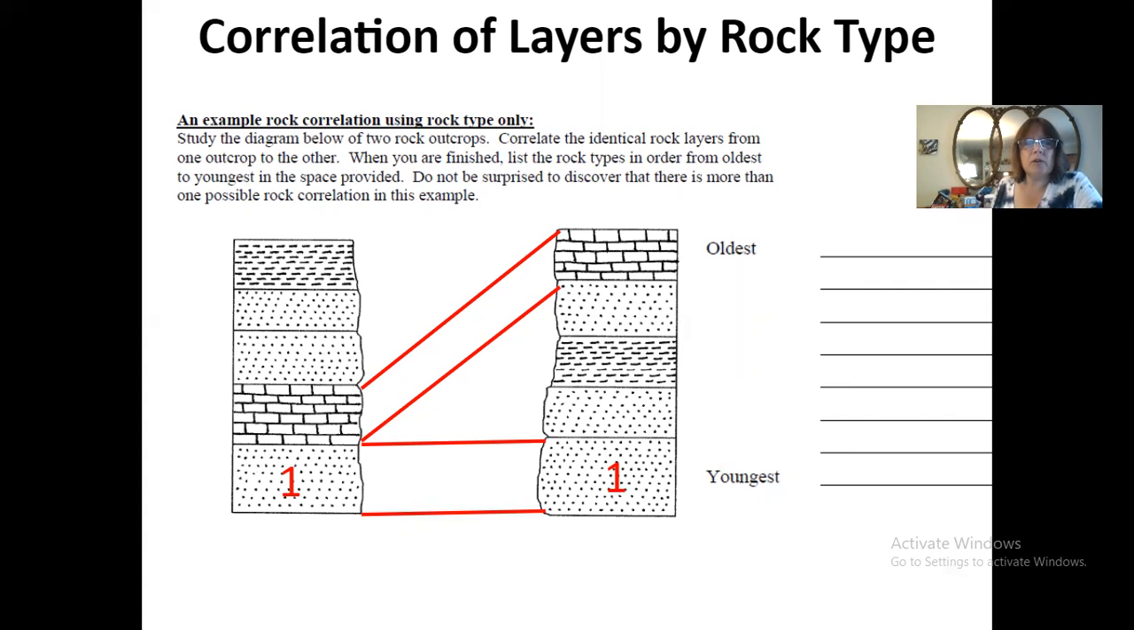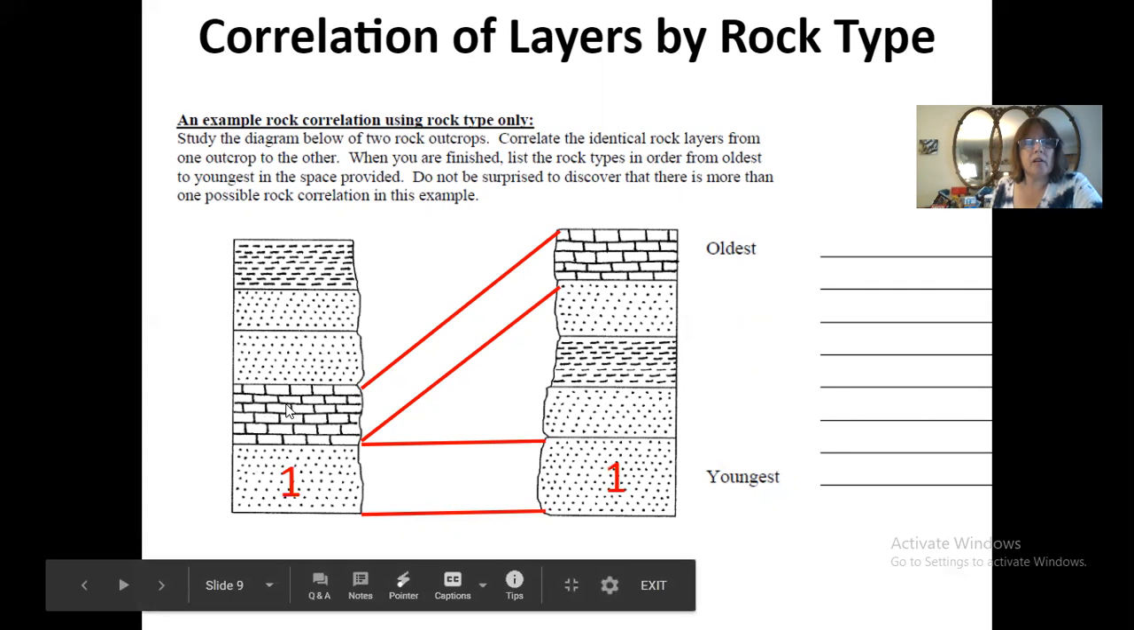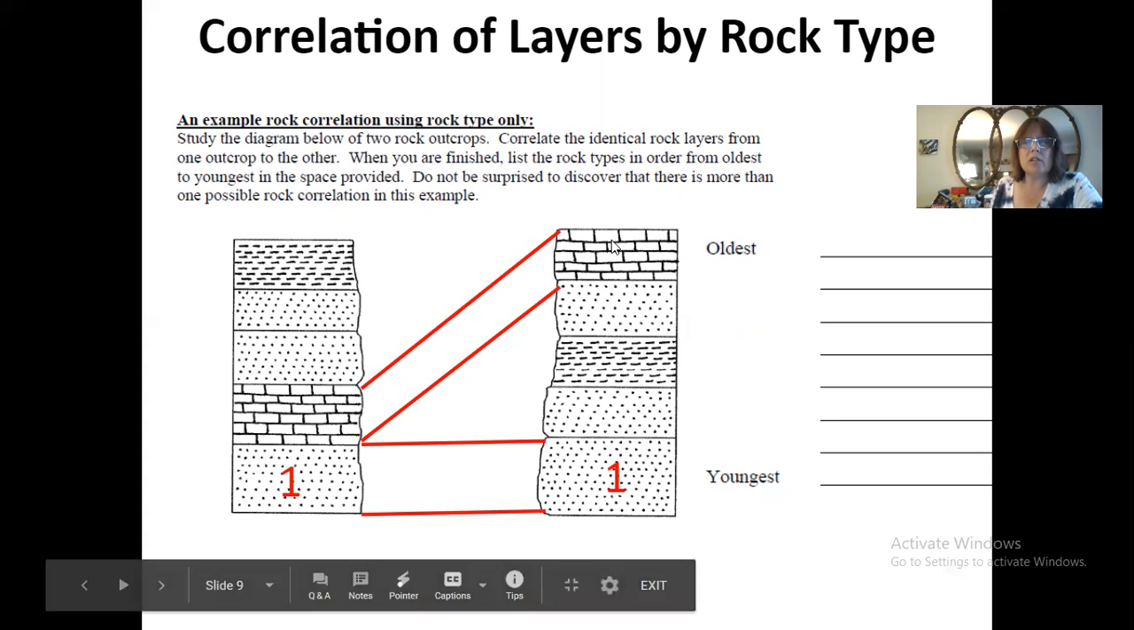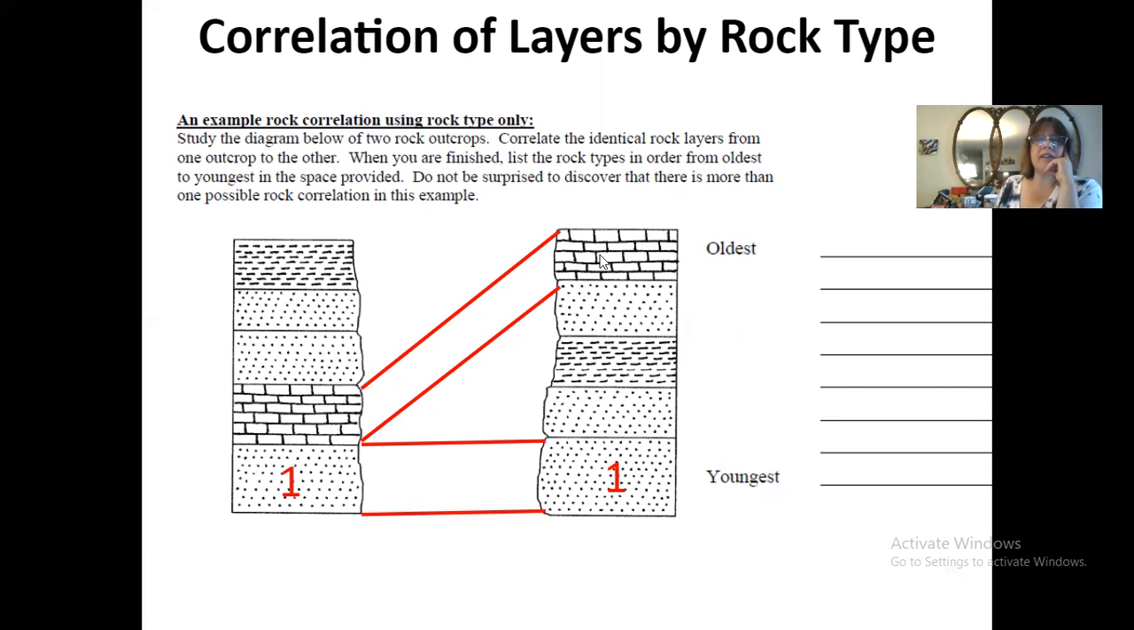Now for the next one, 2 is either going to be here or here. So I have to figure out which one's the oldest. Well, I've correlated this limestone with this limestone up here. So I'm saying that this is younger, because I've said it's the same thing, than this layer. So this one's 2. And then it's the same argument for the shale above that, and the same argument for the sandstone above that.